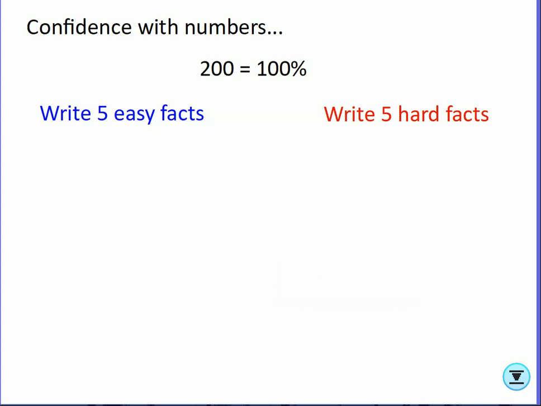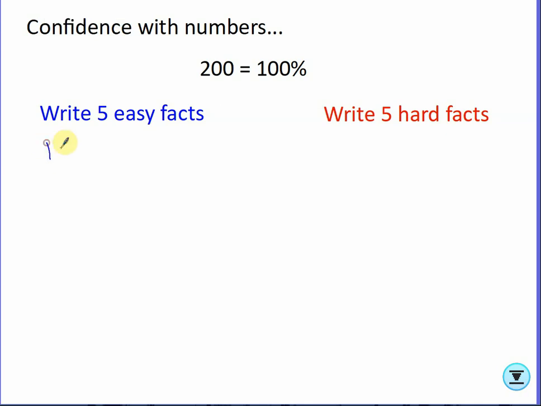So, the first thing I want you to do, and I want you to pause the video to do this, is just see, do you have confidence with numbers? Here's a fact. 200 is 100%. That could be the amount of money in your bank account, £200. That's everything you own. That's 100% of your money. And I want you to write down 5 easy facts, what you would consider an easy fact, and write 5 hard facts, what you would consider to be hard. Start with the easy and see how it goes, and when you're ready, press play and we'll see if ours match up.